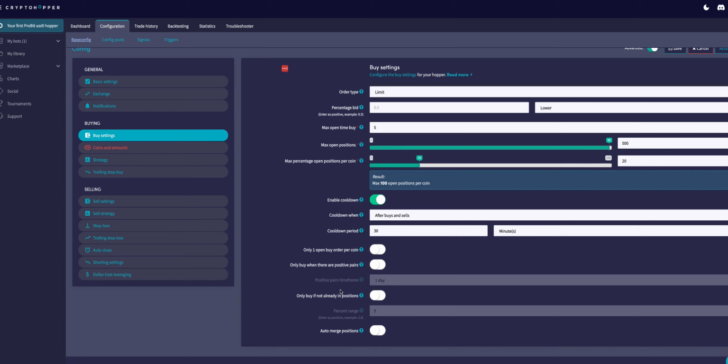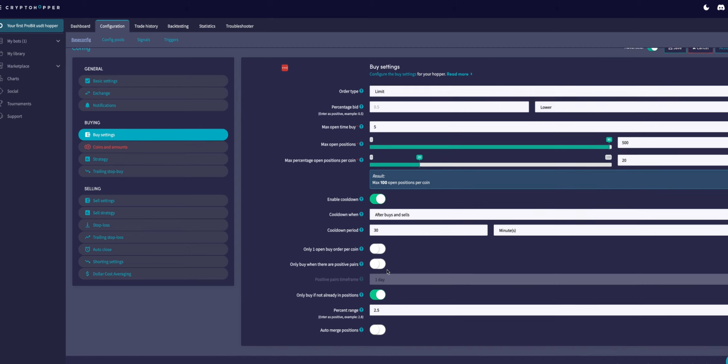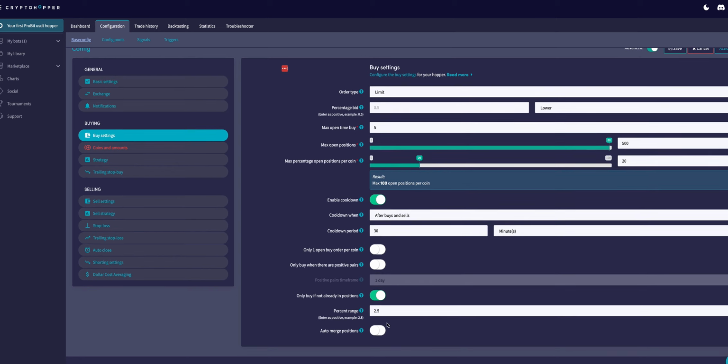And then finally, you have the option to only buy if you're not already in a position. I have this turned on, and I put 2.5% here. The reason I'm doing that is I want to make sure that if I'm already in a position at a certain price and I get more signals, I don't load up and over-leverage myself into this particular trade, because I'm pretty close to that trade already. I'm already in it.